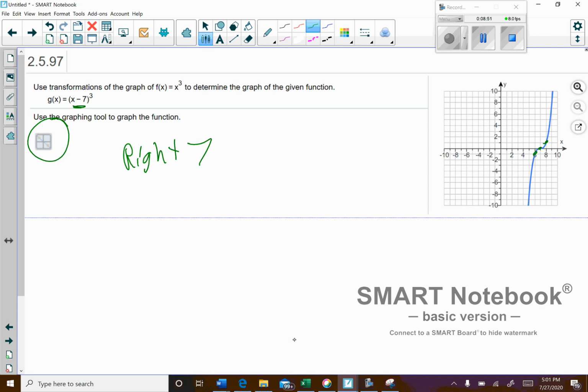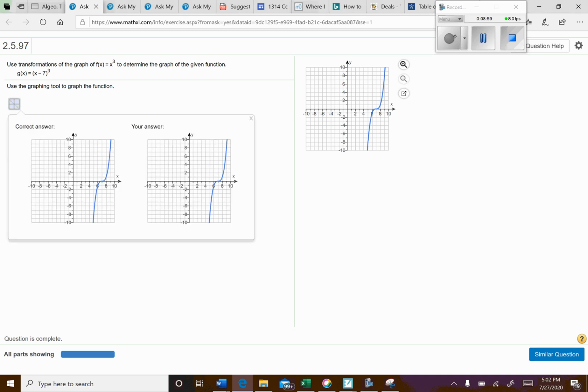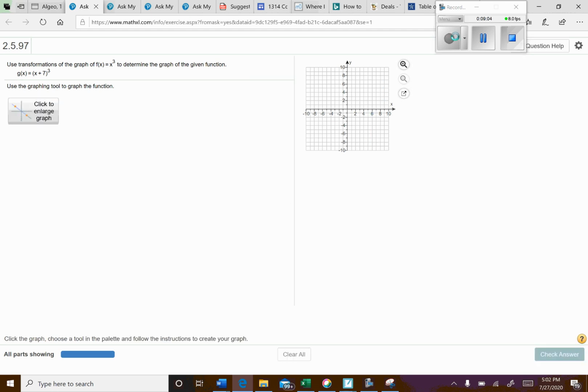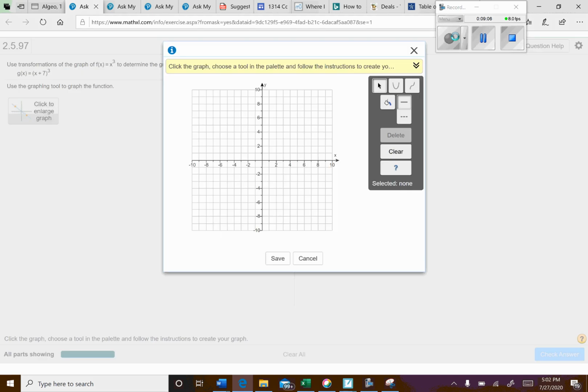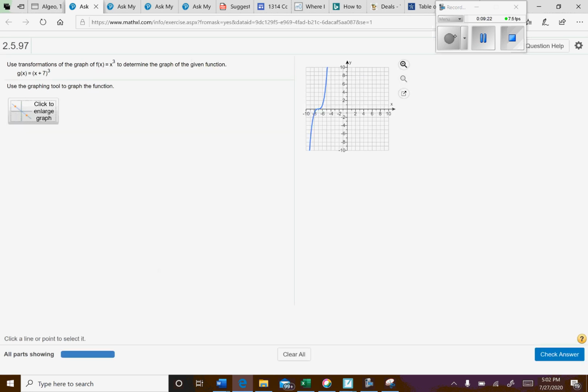Let me see if I can pull that up. Okay, so it looks like you already got it right. Yeah, you got it correct. Let me see if I do a similar question real quick. But like I said, I guess you've got it all figured out. So you just pick that. It's automatically just going to show up there. And then you do your transformation. So this one's going to go left 7. So there we go. Save. Check answer. There we go. So apparently you didn't have too much trouble on that one.